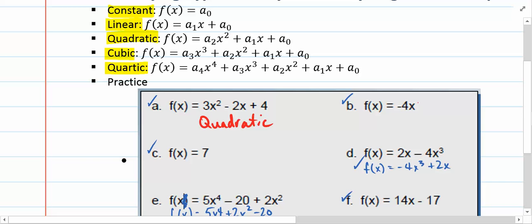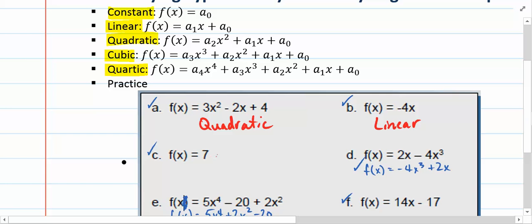For option B, we have an exponent value of 1. Even though it's not written, we assume that it's there. And to have an exponent of 1 would be this type of polynomial here. This is a linear polynomial.